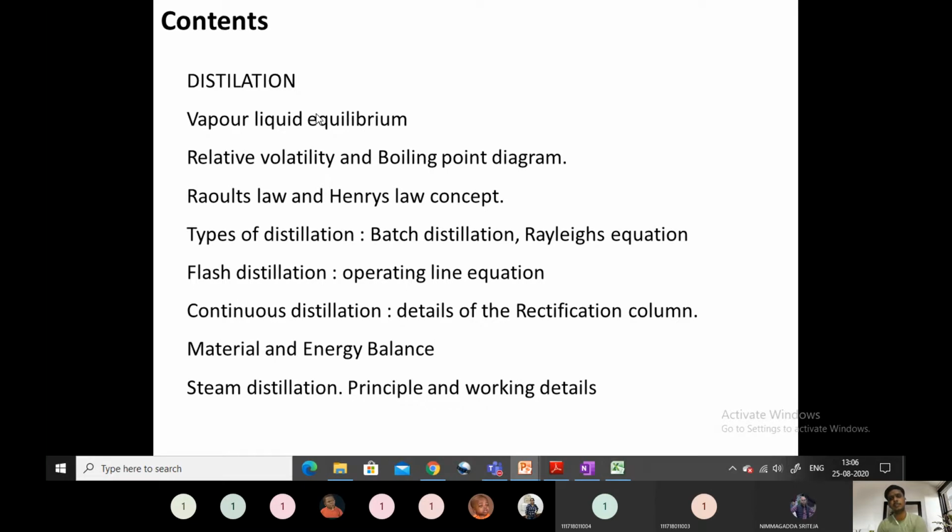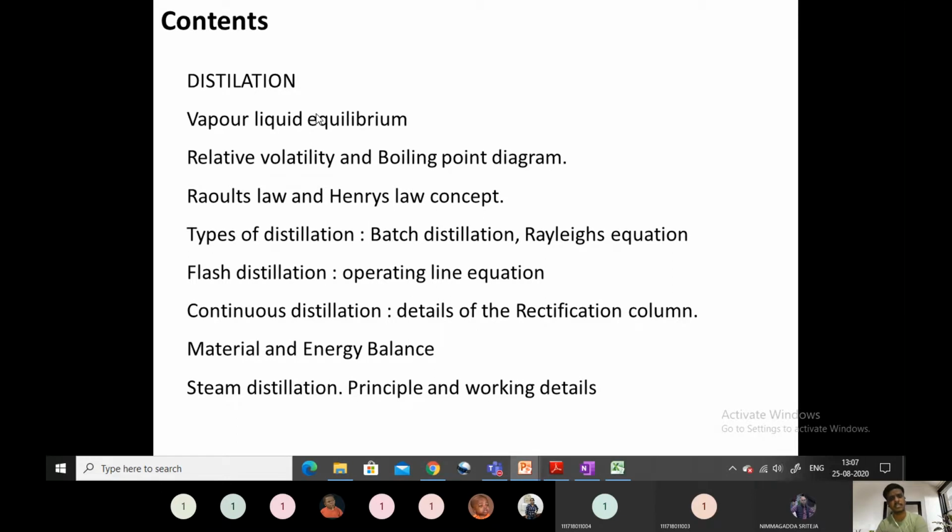Relative volatility, as I already said, in distillation more than one component is involved. If you consider the solution, the feed is a solution. Particularly in distillation, we will consider the more volatile component as our solute and the less volatile component as our solvent. Solution is equal to solute plus solvent. In this category we can define the solution. But particularly in distillation, the component which is more volatile is called a solute.